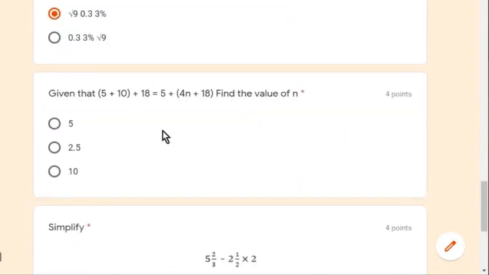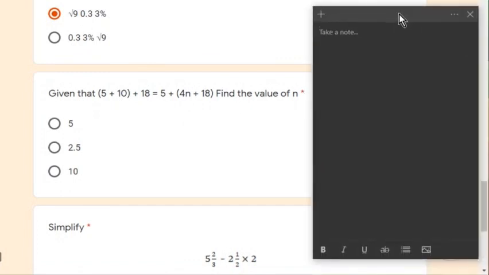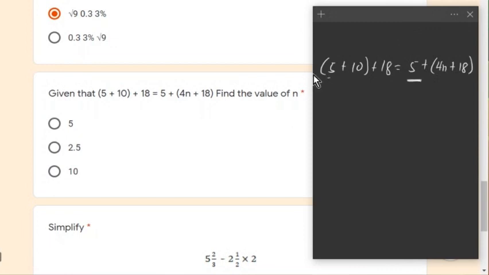Given that we have (5 + 10) + 18 is equal to 5 + (4n + 18). So this is actually applying our knowledge of the associative property. I have (5 + 10) + 18 is equal to 5 + (4n + 18). You'll notice that the same 5 is here, and the same 18 is here, and the brackets have shifted, which does not change anything according to the associative property.